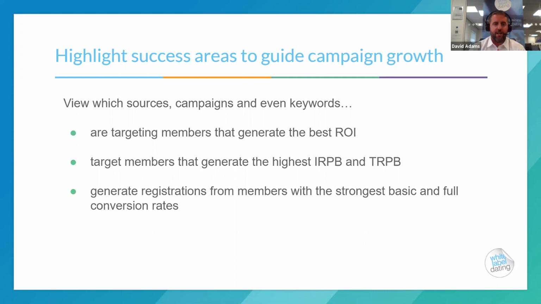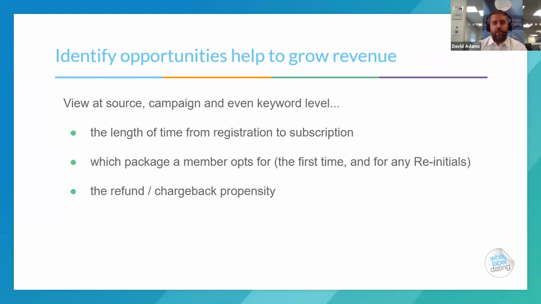And finally, you can find out ways to generate registrations from members with the strongest basic and full conversion rates. And finally, what this report allows you to do is look at the length of time from registration to subscription. If you can find the campaigns that generate the fastest upgrade from registration, you will be able to grow more aggressively because you can collect that initial revenue faster, therefore reinvest it and repeat that process over and over, and therefore grow faster.